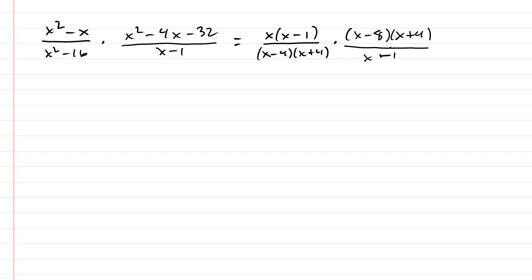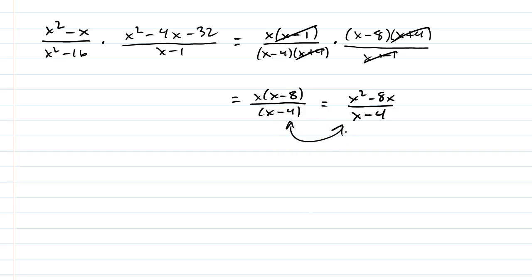Okay, now we can look. If there's anything on top and on bottom, we can cancel, like x plus 4 and x plus 4, x minus 1 and x minus 1. And there's nothing more, so we just write what we have left on top and on bottom. And since it's multiplying, you're just going to put them next to each other. Now, some books will have you actually expand it out again and write it like this, but I think either of these answers are just fine.